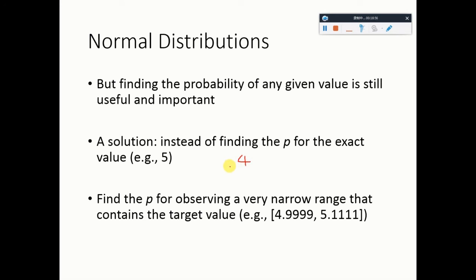For the same idea, if you want to know the probability of observing 4 from a continuous distribution, then instead of finding the probability for 4 exactly, you can ask: what's the probability of observing an interval of values ranging from 3.9999 to 4.00001? A very small interval that contains the target value. Finding the probability of this interval is mathematically possible, and there are readily available ways to do that. All right.